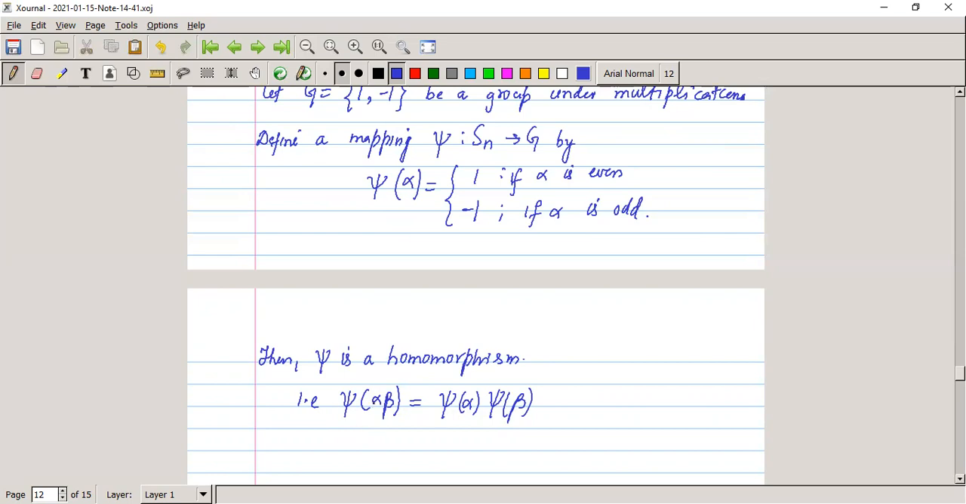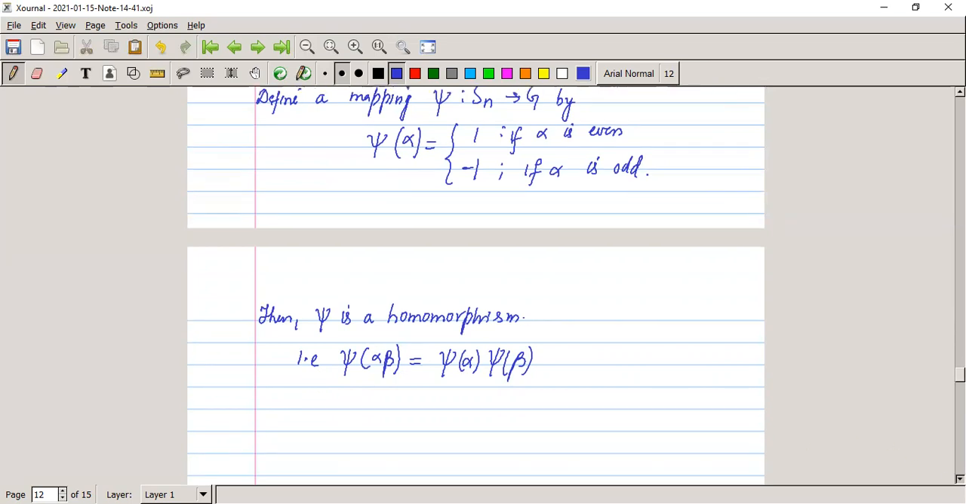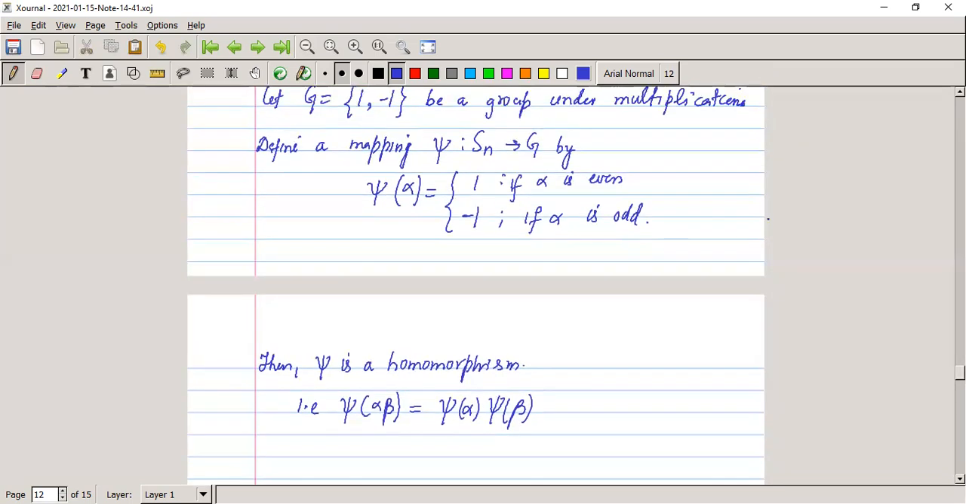And lastly, if alpha is odd and beta is even, then alpha into beta is an odd permutation, therefore psi of alpha beta is minus 1. But similarly here, psi of alpha will be minus 1 and psi of beta will be equal to plus 1, so 1 into minus 1 is minus 1. So in all cases we can see that psi is a homomorphism. And we can easily see that psi is an onto homomorphism. Now G has two elements, 1 and minus 1, and the pre-images of 1 are the even permutations from Sn, and minus 1 has its pre-images as the odd permutations of Sn. So this psi is an onto homomorphism.